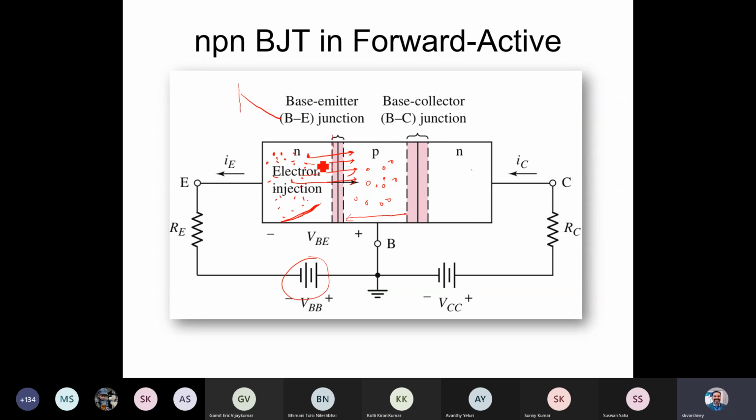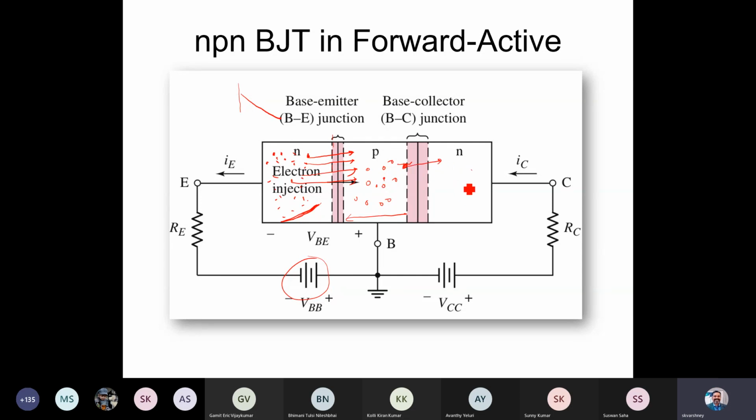So the electrons injected from the emitter portion may definitely undergo some recombination, because of which you will lose some electrons. But let's consider that the base is a thin layer and its width is much less than the diffusion length of the holes. In that case, the electrons may cross because of the force, and will be swept away into the collector.